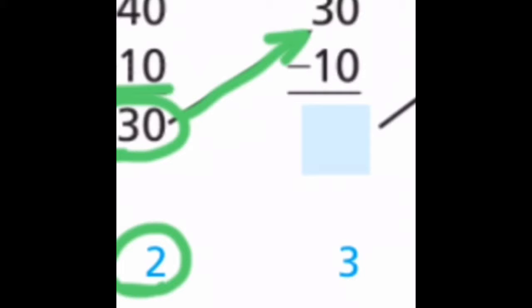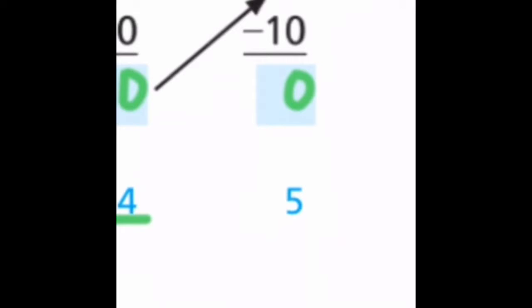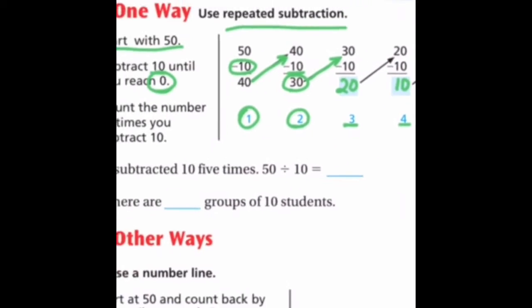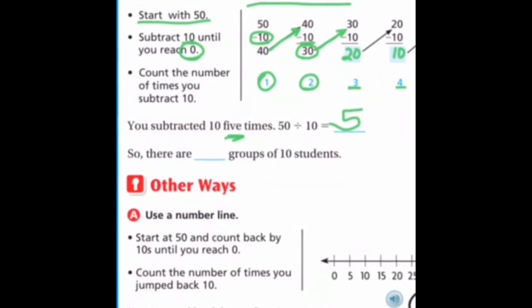30 minus 10 equals 20. We've now done that 3 times. Take our 20, subtract 10, we get 10. We've now done that 4 times, and then 10 minus 10 is 0. We did it a total of 5 times. So we subtracted 5 times. 50 divided by 10 then equals 5. So that means there are 5 groups of 10 students. Okay, that's the repeated subtraction strategy.